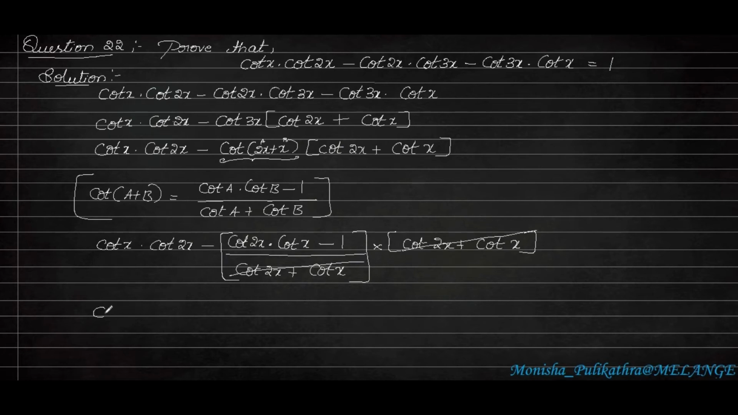So remaining will be cot x into cot 2x minus of cot 2x into cot x minus 1. So in the next step, we have to take these terms out of the bracket. So cot x into cot 2x. Here minus, if nothing is there means plus symbol will be there. So minus into plus is minus. Write down this cot 2x into cot x as it is. So here minus into minus is plus. So it will be 1.